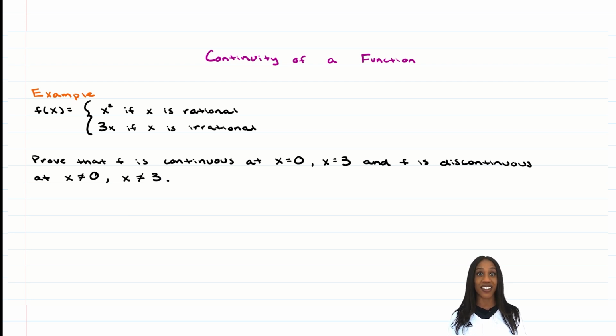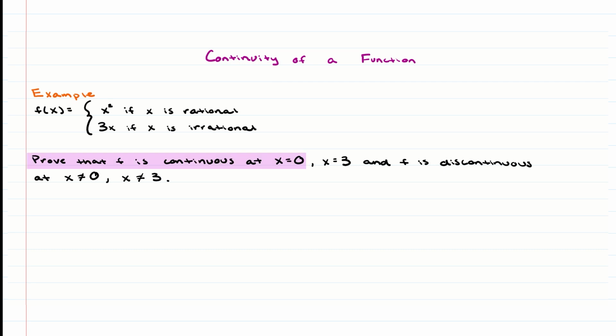Alright, now let's take a look at this example. In this example, we're given the piecewise function f of x equals x squared if x is rational, and f of x equals 3x if x is irrational, and we're being asked to prove that f is continuous at x equals 0 and x equals 3, and f is discontinuous at x does not equal 0 and x does not equal 3. Now in this tutorial, we will focus on proving f is continuous at x equals 0.